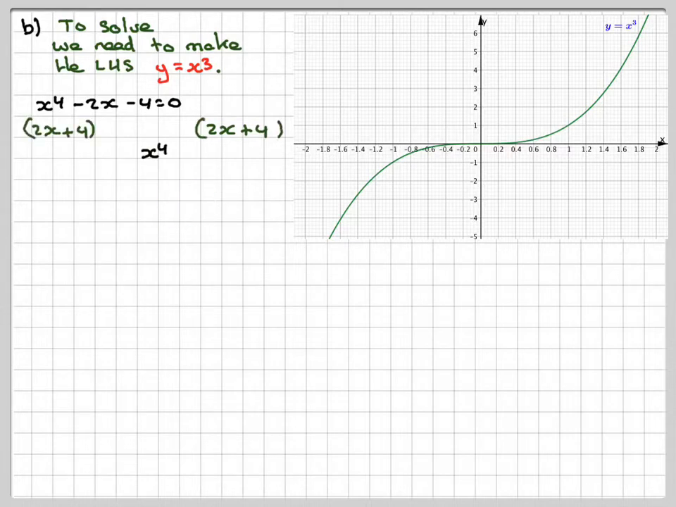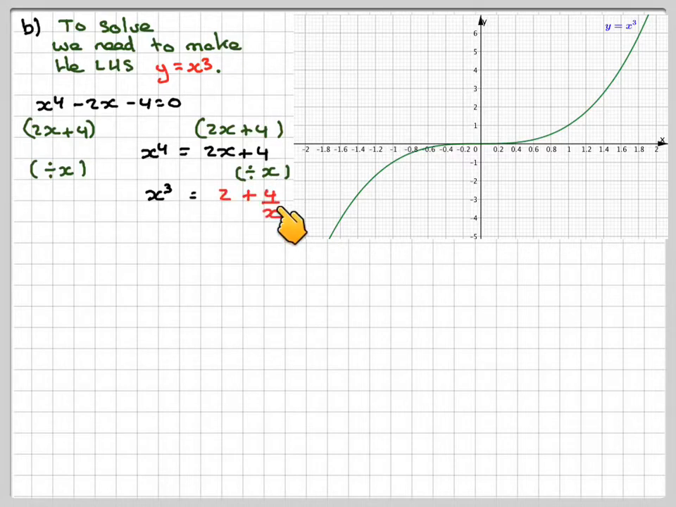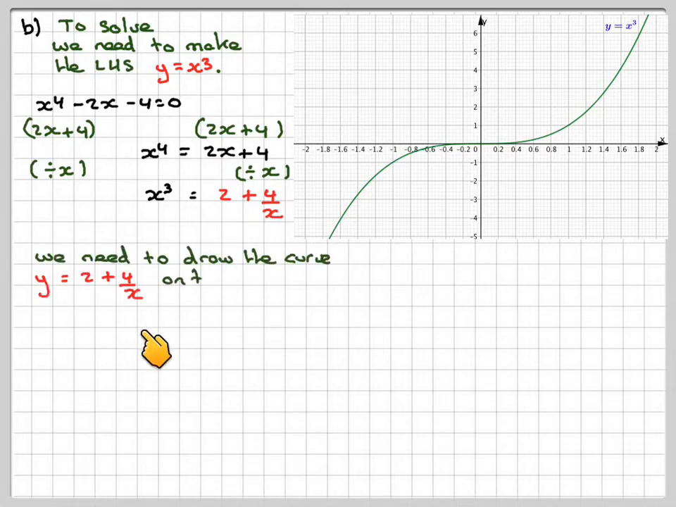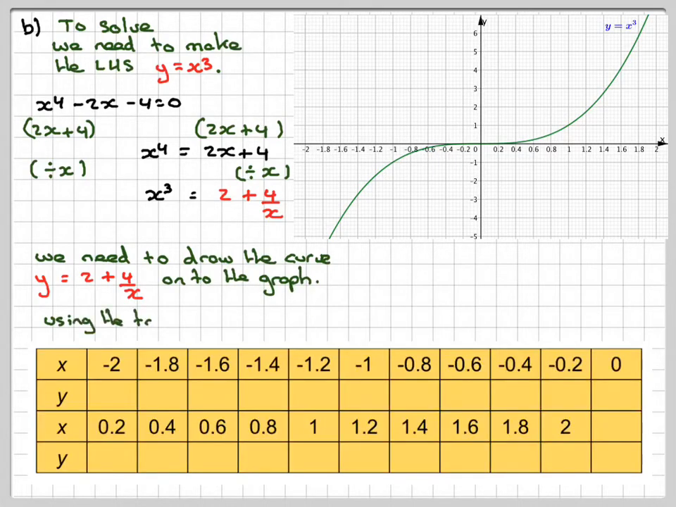So that gives me x to the 4 is equal to 2x plus 4, but I want x cubed, because I've got the graph of x cubed here, which means I would have to divide both sides by x. If I do that, on this side I'm just going to get x cubed. 2x divided by x just gives me 2, and then 4 divided by x gives me 4 over x. So I'm going to have to draw the graph of y is equal to 2 plus 4 over x onto the graph.